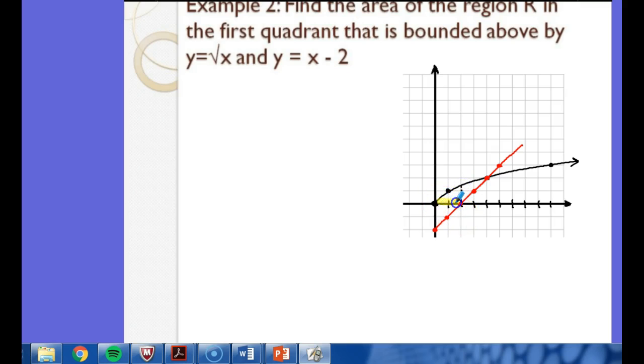So again, we are bounded by the first quadrant. So we need to find that little yellow piece there and this piece here. So we're bounding it by the graphs and we're bounding it by the x-axis. So the x-axis creates a bound here, and then the red graph creates a bound there.